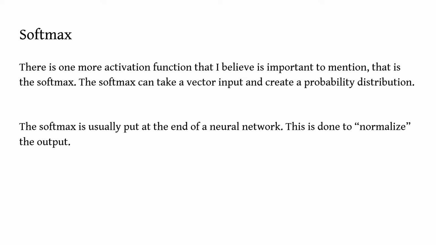Now, when I say normalize, you can normalize the output of a neural network using nearly any activation function. So, for example, if you wanted to normalize the output on a range from 0 to 1, well, you could just use the sigmoid activation function. But in the case that you want to use probabilities, then you'd have to use the softmax.